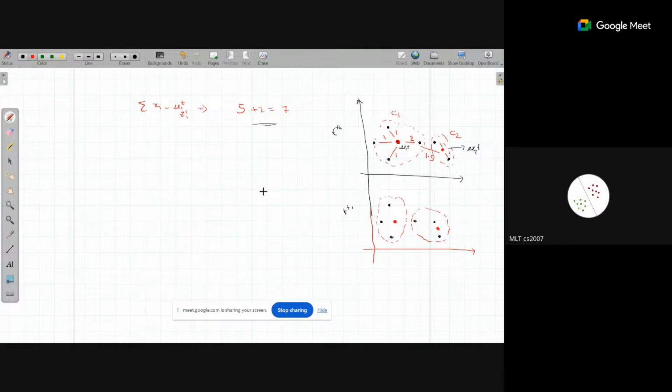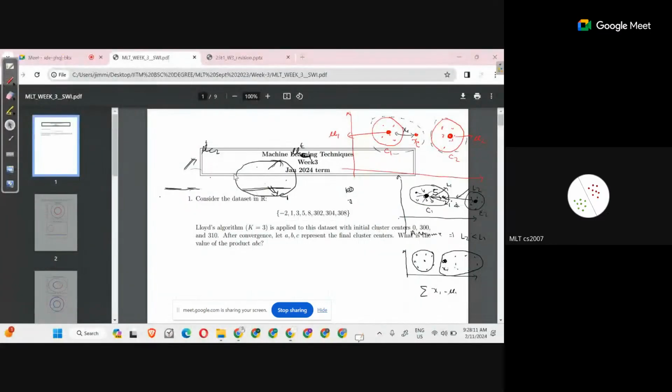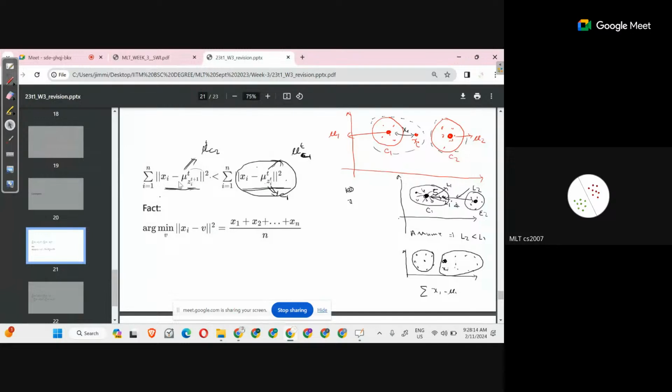So what will happen here? Now the sum will be something like 1 plus 1 plus 1, 3, and here 1 plus 1, 2, plus 1.5, so 6.5. Obviously we can see that this one is decreasing. It will always be lesser, then only reassignment can happen. If it is equal, then reassignment won't happen, and if it is greater, then obviously reassignment won't happen.